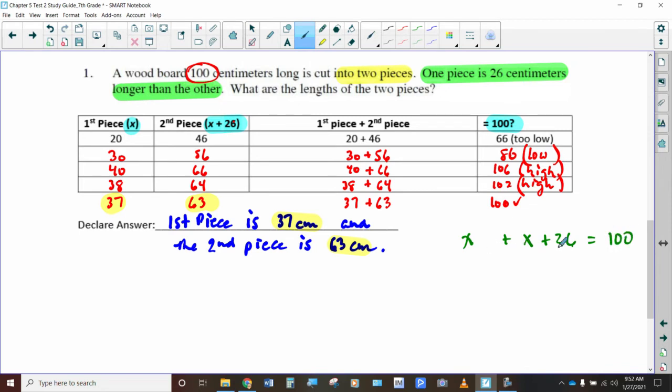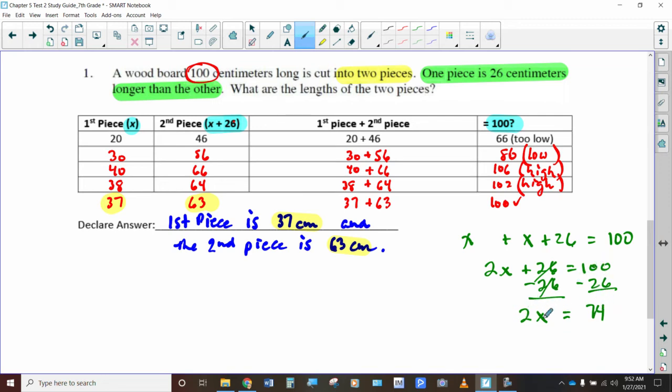So we're going to solve this equation by using legal algebraic moves. First, we combine like terms. The x and the x make 2x, so let's simplify that expression. Then 2x plus 26 is 100. Well, I want to know what the 2x was before I added the 26 in. So let's take that 26 back out, and 100 minus 26 is 74. These cancel out, and so you know that the 2x before you added the 26 must have been 74, since 74 plus 26 is 100.